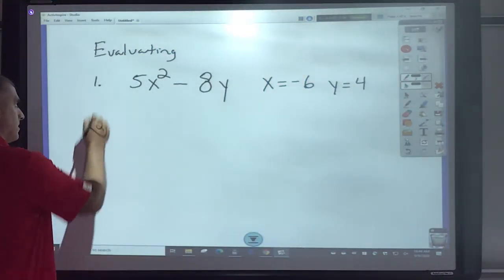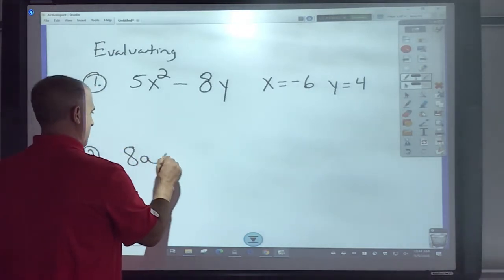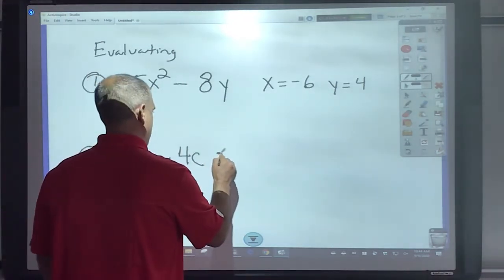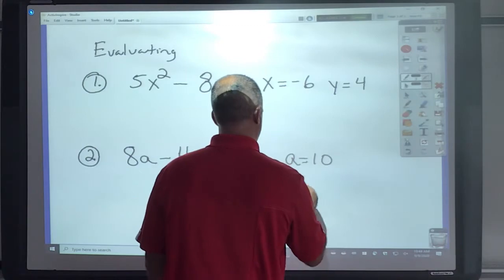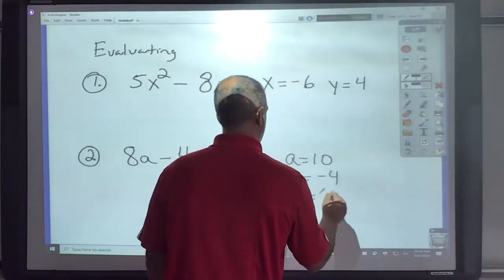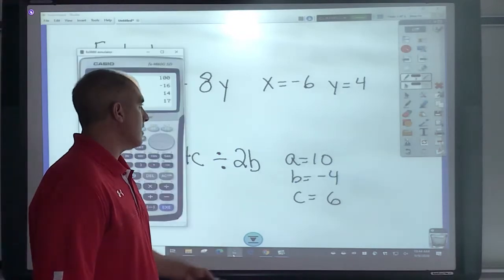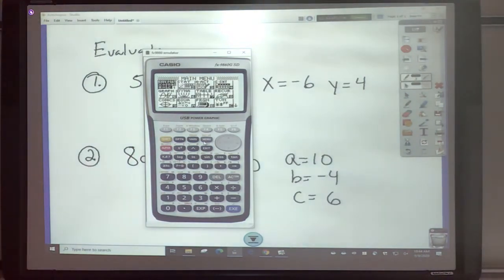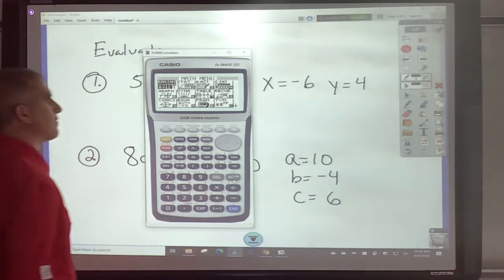Start pretty basic. Okay, go ahead and write these two examples down. All right. If you're using the Casio calculator, it's a couple things. When you want to switch your calculator to the on mode, you hit shift and the AC button for on.